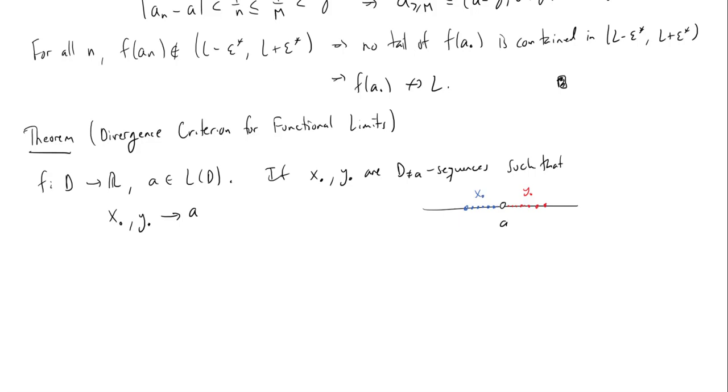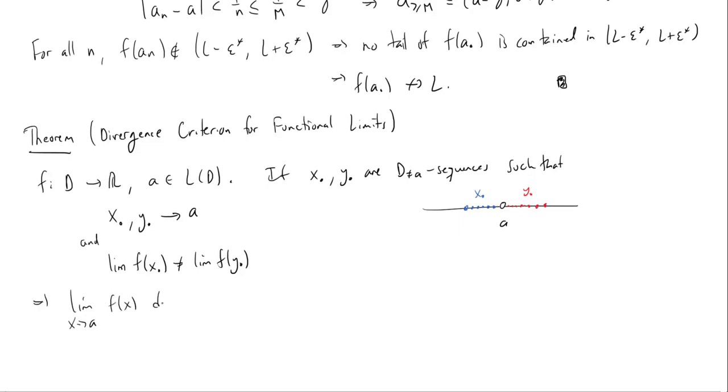And we're also going to assume that the limit of f of x dot is not the same thing as the limit of f of y dot. So even though x approaches a and y approaches a, when I apply f, I get different limits. If this is the case, then the limit as x approaches a of f of x does not exist.